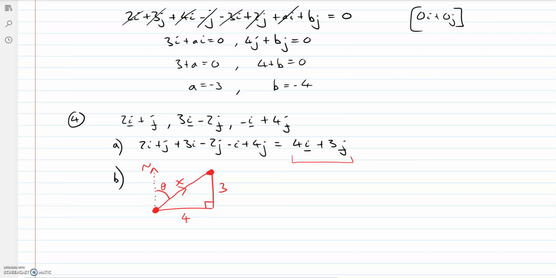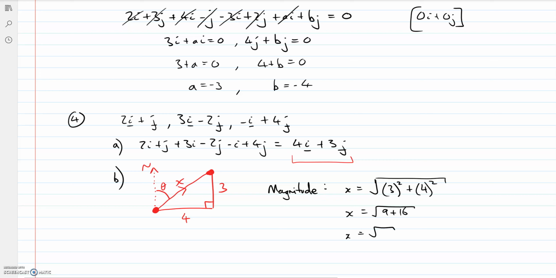So our magnitude, by Pythagoras, x squared is 3 squared plus 4 squared. So x is the square root. If we just do it all in one go, you'll get better at doing this and quicker. You shouldn't need to write everything out. So x is the square root of 9 plus 16, so root 25. So the magnitude of the vector is 5 newtons.